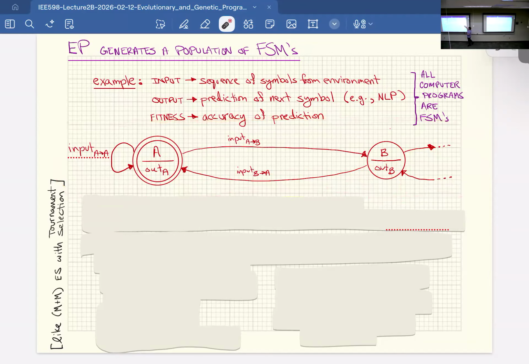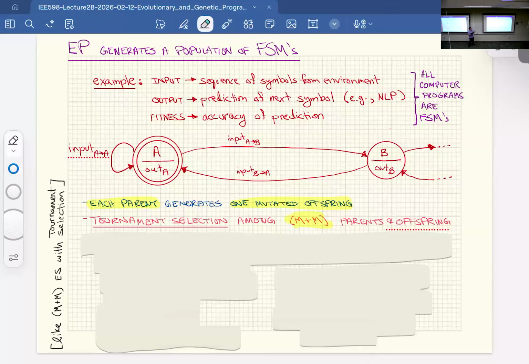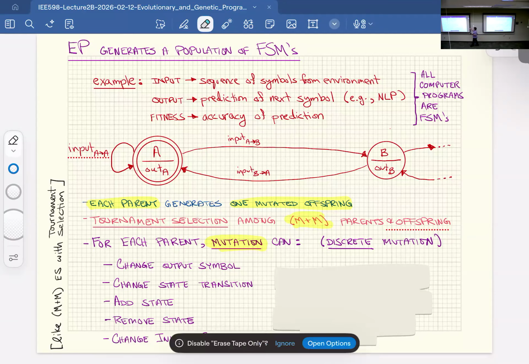So we're evolving populations of these things. So each parent generates one mutated finite state machine based on itself. And then we have tournament selection among the combination of parents and offspring to figure out who the new parents will be. So randomly draw, it's got a hyperparameter for how big the tournaments are, just like we've seen in the GA. Now, how do you generate the next offspring?